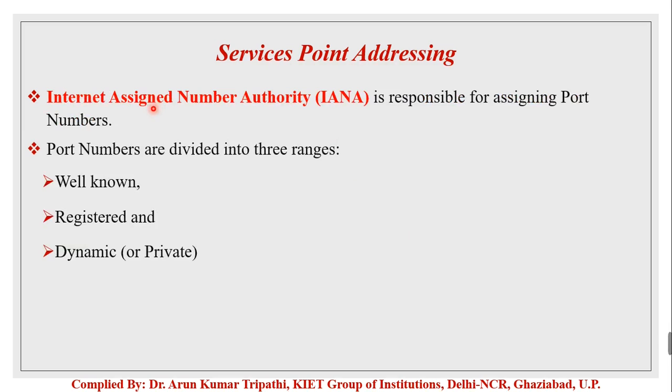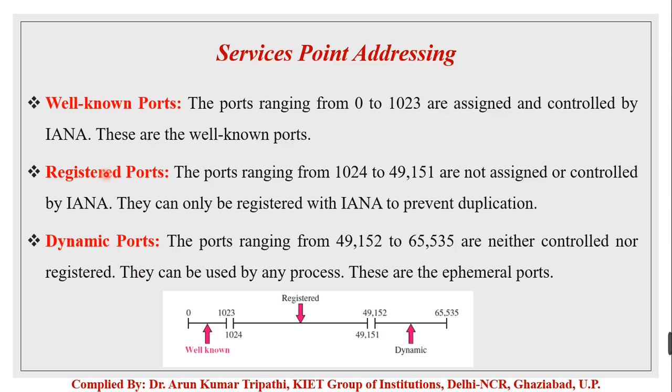Service point addressing. Internet Assigned Numbers Authority, IANA, is responsible for assigning the port numbers. These port numbers are divided into three categories: well-known ports, registered ports, and dynamic ports, also known as private ports. Well-known ports. The ports ranging from 0 to 1023 are registered and controlled by IANA. These ports are known as the well-known ports. For example, port number 80 for HTTP, port number 23 for telnet, port number 25 for SMTP, and so on.